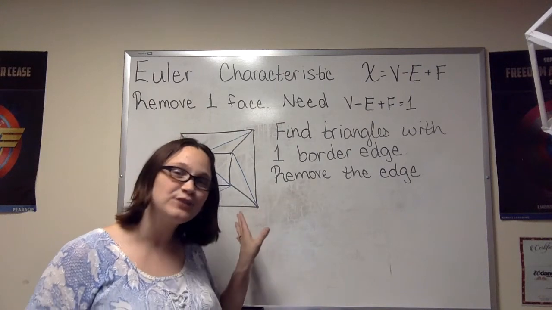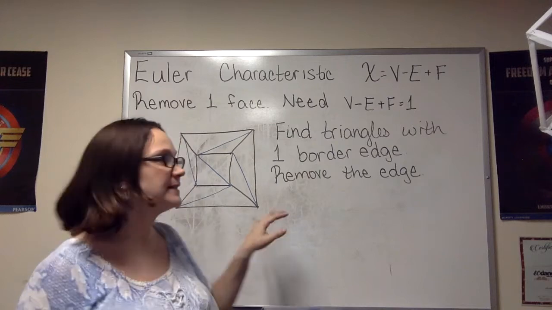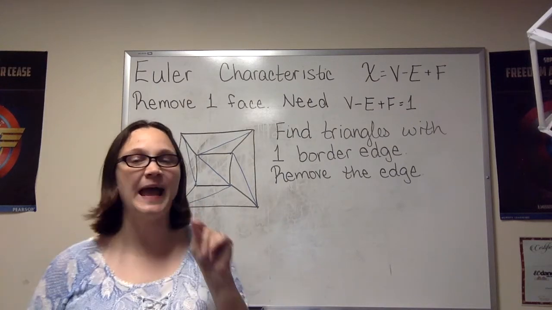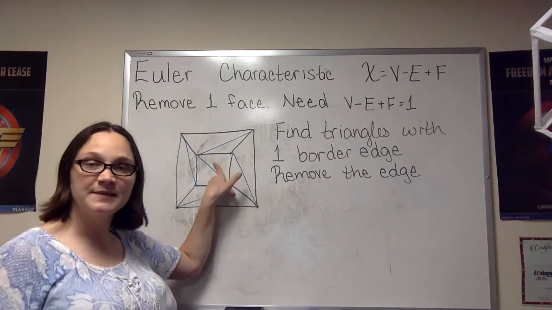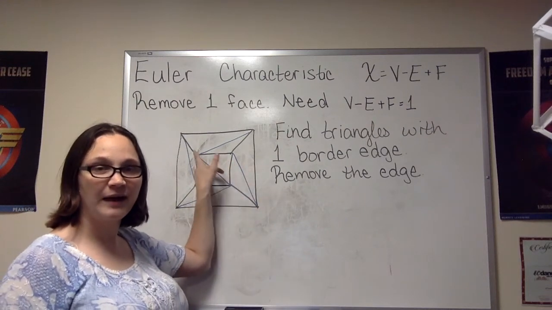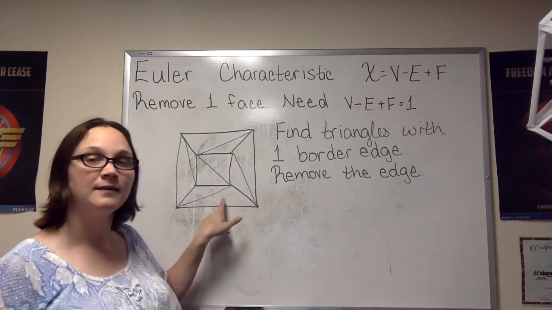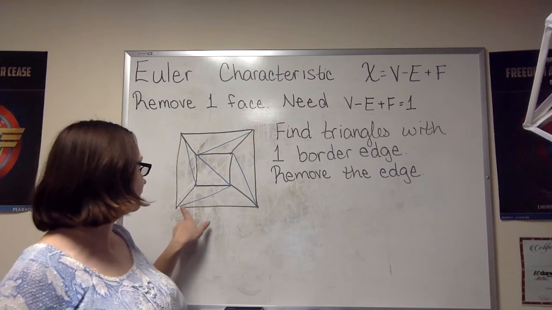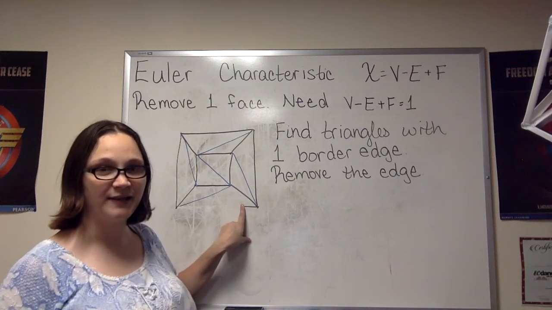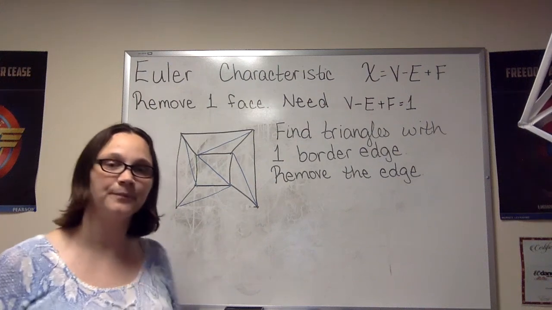Now that I have this in triangles, I'm going to find triangles with one border edge, things that touch the border with exactly one edge. And then I'm going to remove that edge. This one here we can see doesn't border at all. It's completely surrounded by other polygons. But this one here does. It does have a bordering edge. So I want to remove that edge. And it turns out that's not going to affect anything.